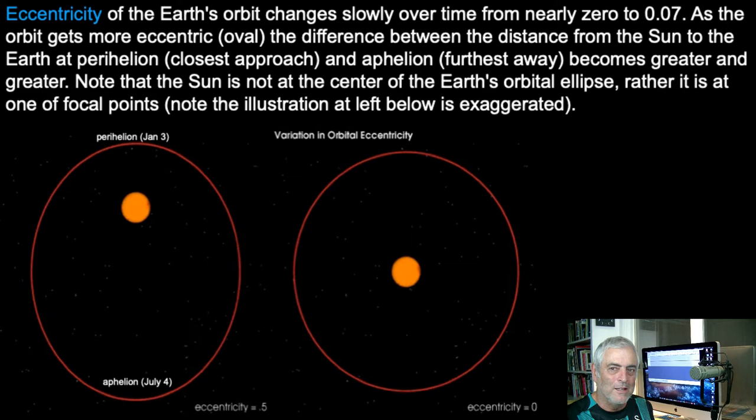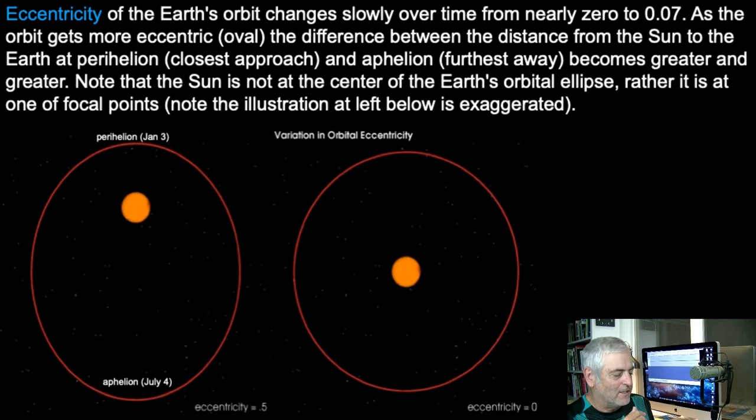Okay, so they call that distant direction, and that happens on the 4th of July. That's called aphelion. That's the farthest we get away from the Sun, and that's July the 4th. And so that's the 93 million mark there. So that is when we have an eccentric orbit around the Sun. Kepler said that there are actually two points in an ellipse that the Earth would then go around.